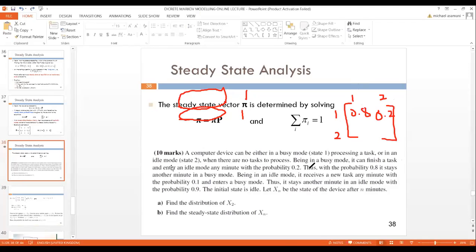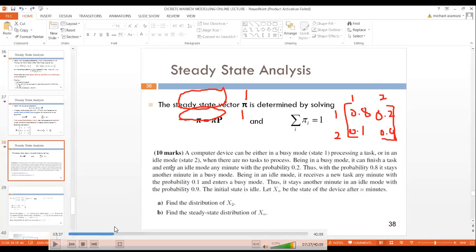Then the next one is being in an idle mode, it receives a new task. Means from idle, it goes to busy mode with a probability of 0.1. This is 0.1 here, and then this will be 0.9. So let me go back to the matrix.